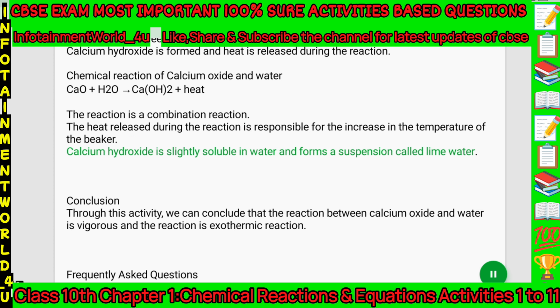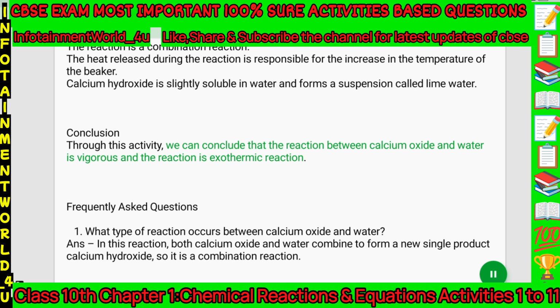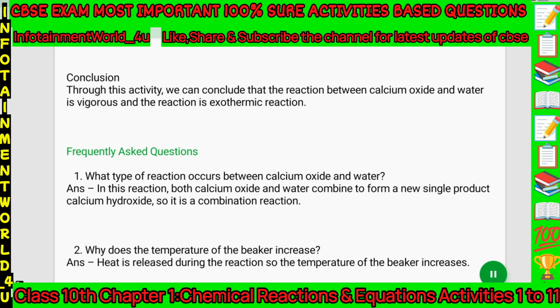Calcium hydroxide is slightly soluble in water and forms a suspension called lime water. Conclusion. Through this activity, we can conclude that the reaction between calcium oxide and water is vigorous and the reaction is exothermic. Frequently asked questions.